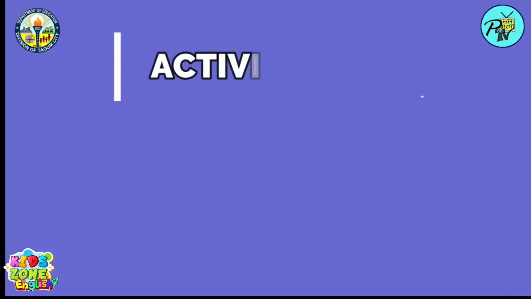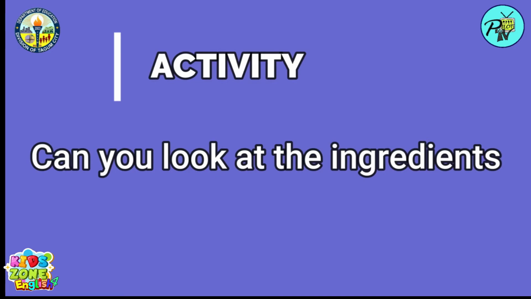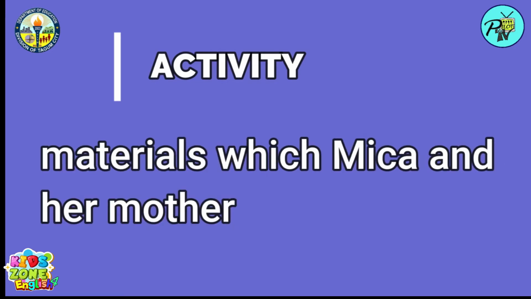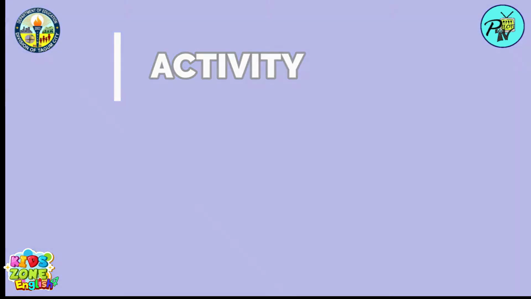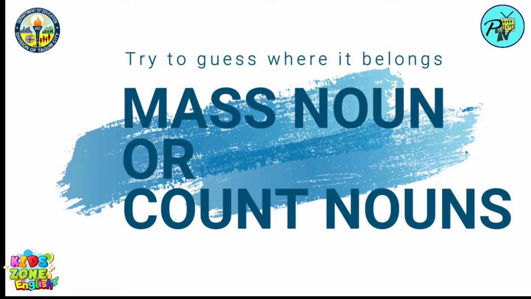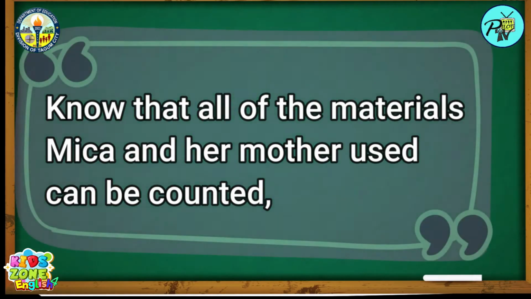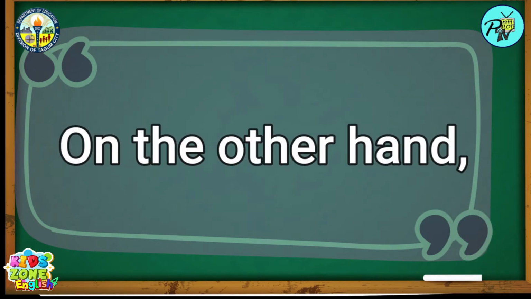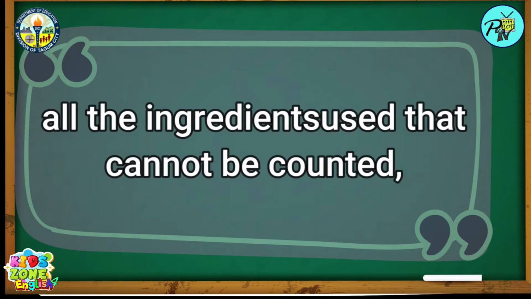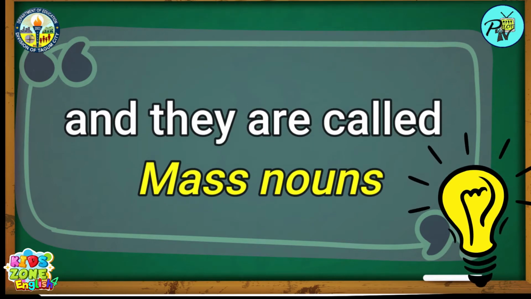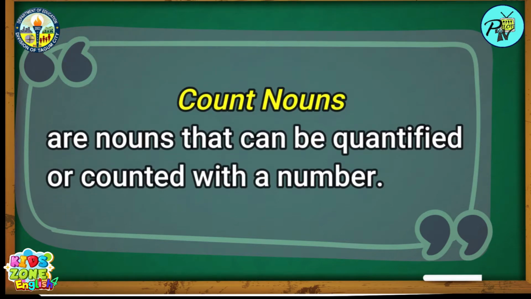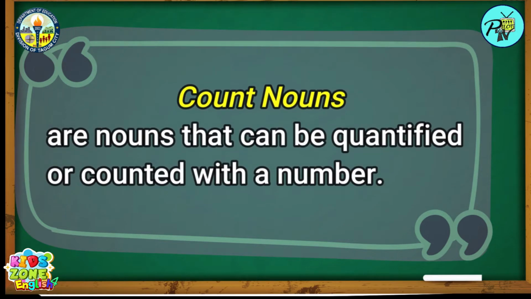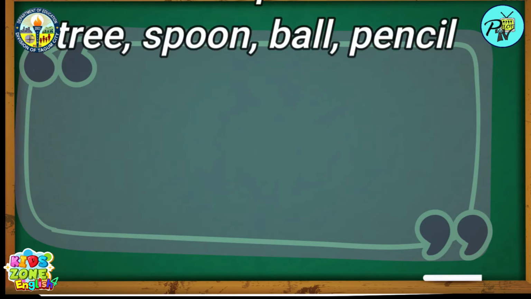Now, let's have an activity. Can you look at the ingredients and materials which Mika and her mother will use in the story below? Try to guess where it belongs, mass noun or count nouns. Know that all of the materials Mika and her mother used can be counted, and they are called count nouns. On the other hand, all the ingredients used that cannot be counted, they are called mass nouns.